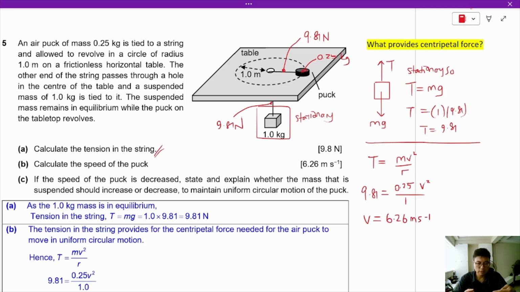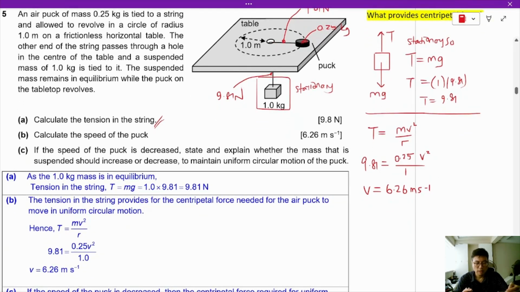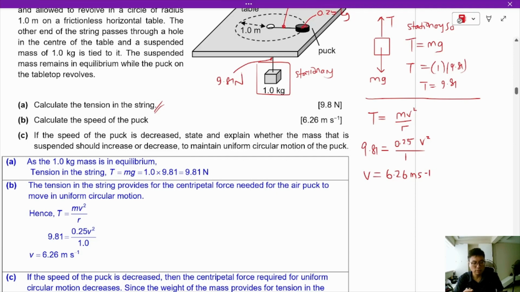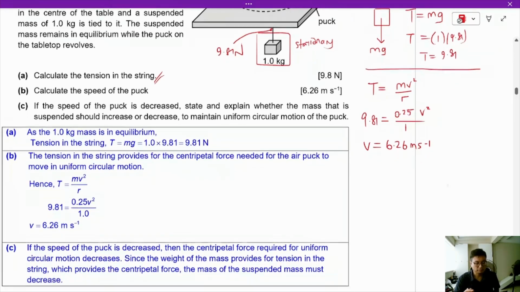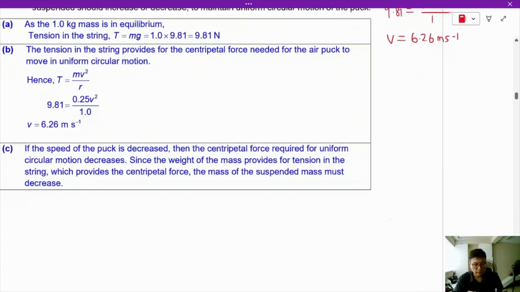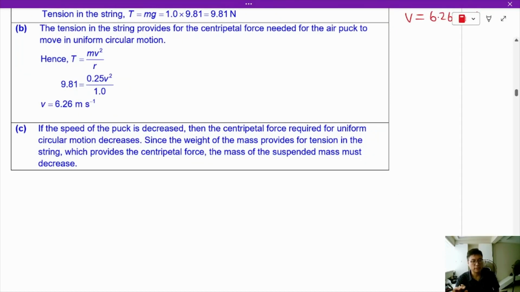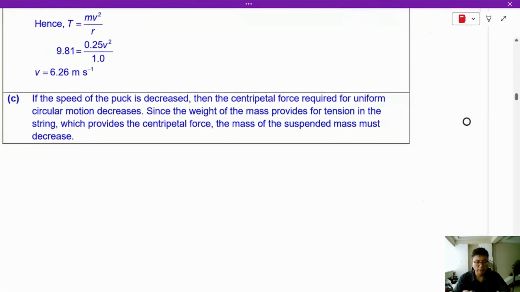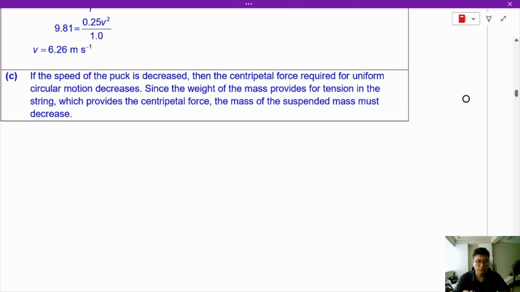Now, if the speed of the puck is decreased, should the mass be increased or decreased to maintain uniform circular motion of the puck? Let's take a look. If the speed of the puck is decreased, the centripetal force required will decrease. Since the tension provides centripetal force, the tension must decrease. And so the weight of the mass below must also decrease.